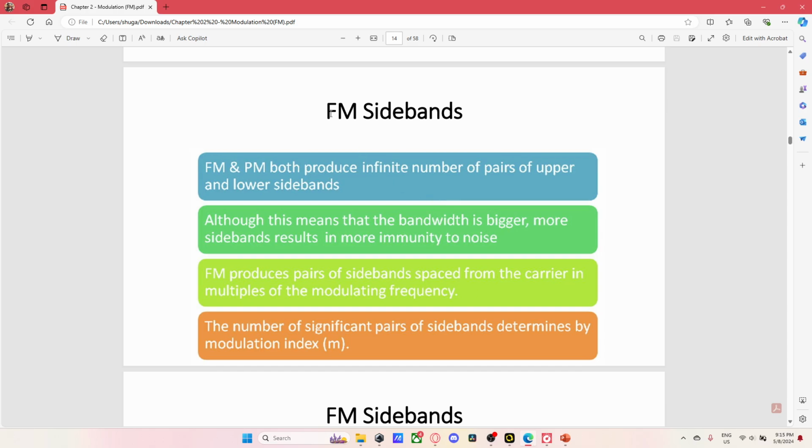In FM sidebands, FM and PM both produce an infinite number of pairs of upper and lower sidebands. Although this means that the bandwidth is bigger, more sidebands result in more immunity to loss. FM produces pairs of sidebands spaced from the carrier in multiples of the modulating frequency, and the number of significant pairs of sidebands is determined by the modulation index M. Okay, so the more sidebands in a signal, the less it is susceptible to noise. It has more immunity to noise.